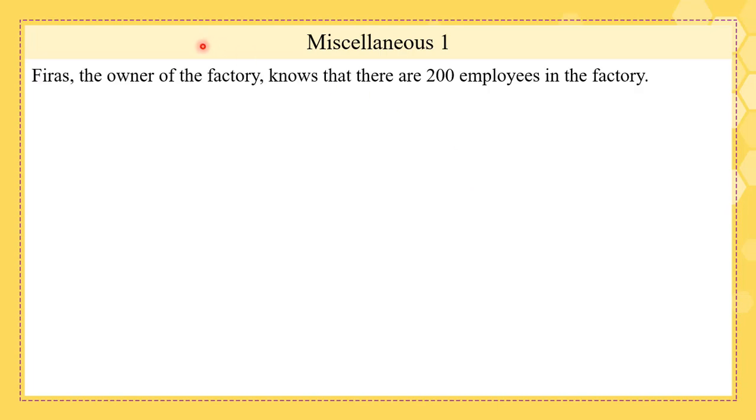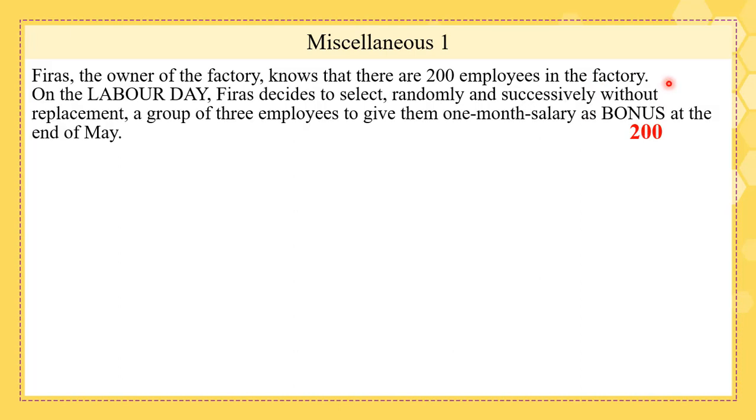Now let's continue talking about the same story. We are still in the same factory and see what's happening. Firas, the owner of the factory, knows that there are 200 employees in this factory. Now, when we know the total number of employees in the factory, we can translate the tree into a table. And let's see why. So these are the 200 employees. On the Labor Day, Firas decides to select randomly and successively without replacement, a group of 3 employees to give them 1 month salary as bonus at the end of May.